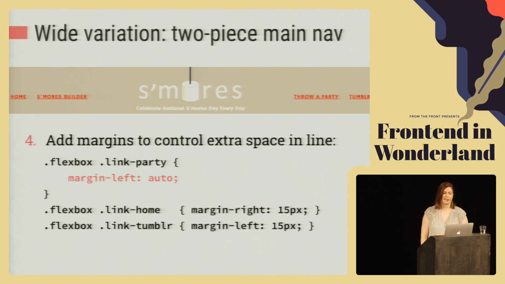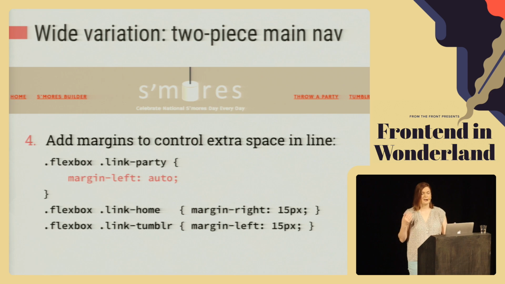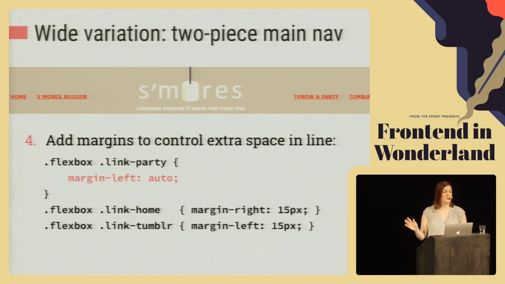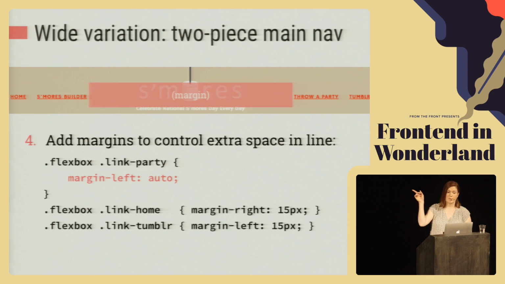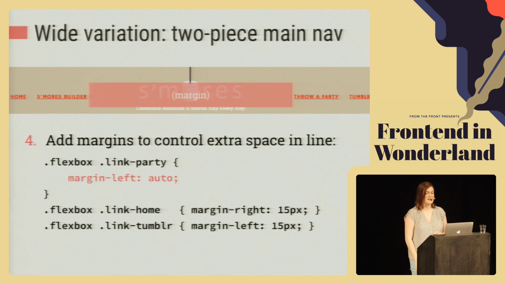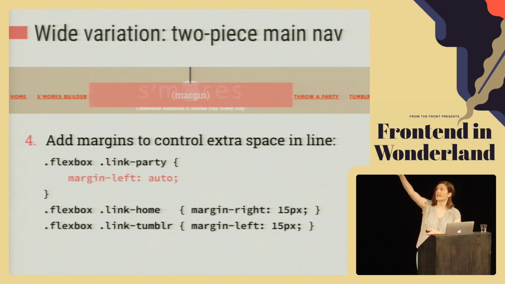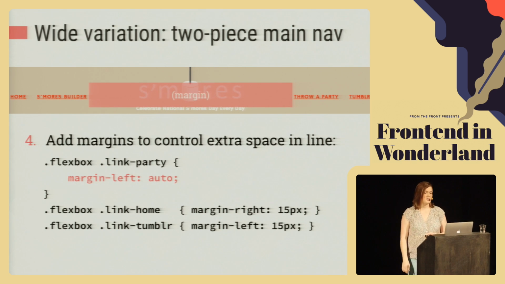Now, to move the last two links to the right side, I simply set margin-left auto on the third link, the throw a party link, again scoped to only Flexbox browsers. And the reason that this works is that in Flexbox, if you set a margin in the main axis to auto, that margin will take up all of the free space left. So with margin-left auto on the throw a party link, the browser places all the extra space in the line to its left, effectively pushing it and everything after it to the right edge. So this pink box is the entire margin on the throw a party link.